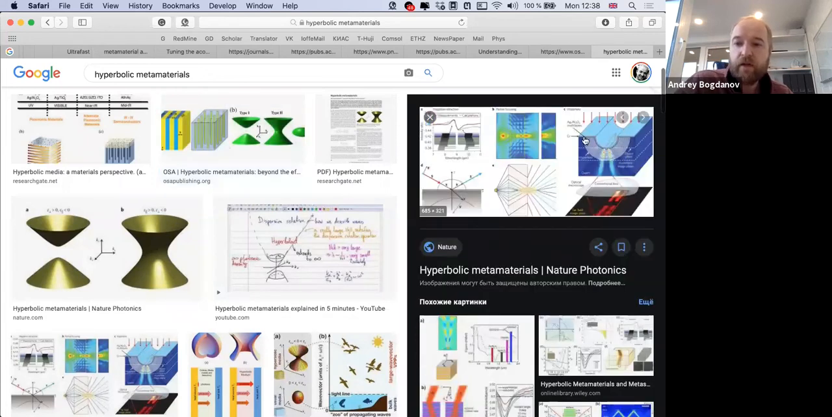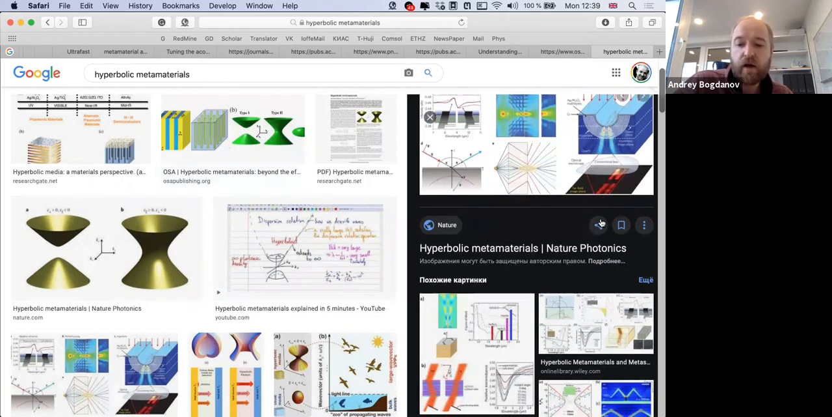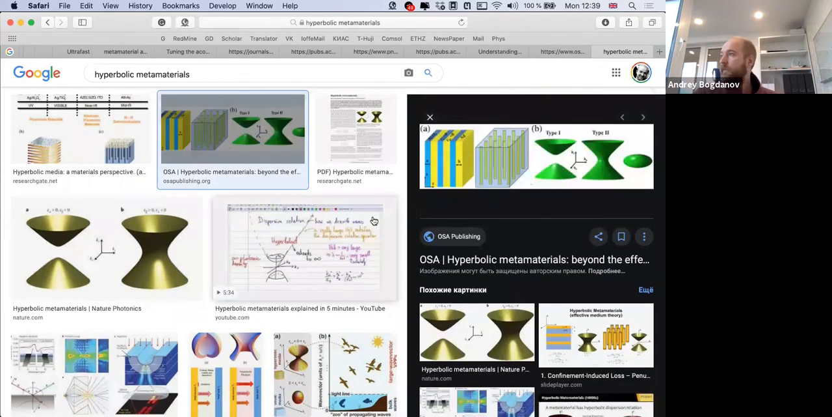For example, this is a so-called hyperbolic lens providing some super resolution. This is just because of this high-k state, the state of photons with very high wave number. Okay. But the second important thing: what do you know, guys, about density of states? What is the density of states?